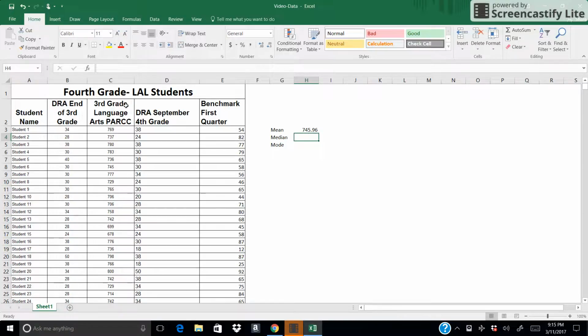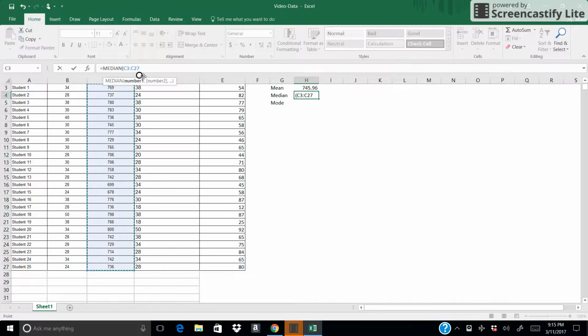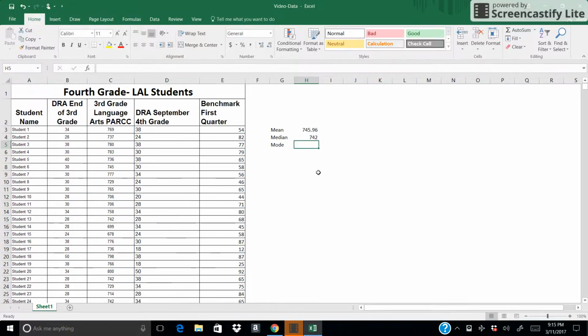If we were going to do this manually or by hand, we would put the scores in order from highest to lowest or lowest to highest and find the middlemost score. However, Excel will do this for us. Go up to the function bar right here, equals, and start to type in the word median. There you go. Click on median. Again, we're going to highlight the data set for these 25 students and close the parentheses. Median for this data set is 742.